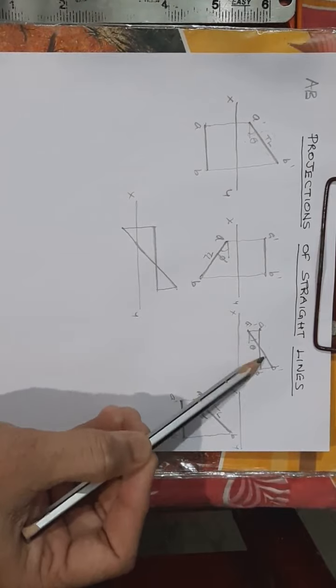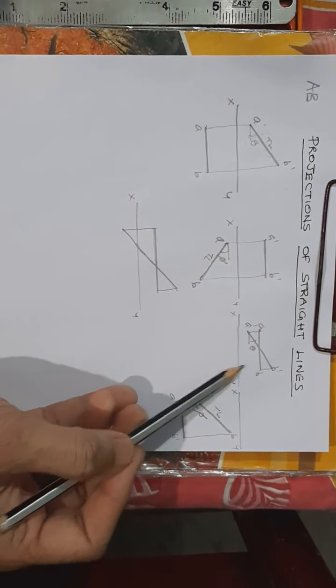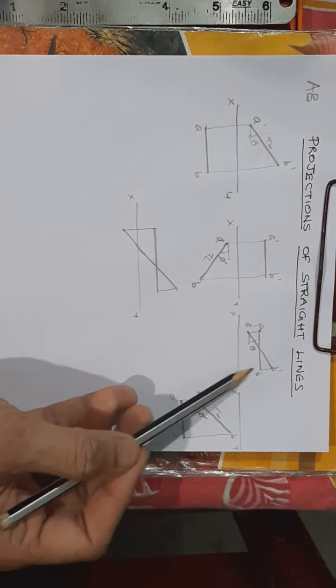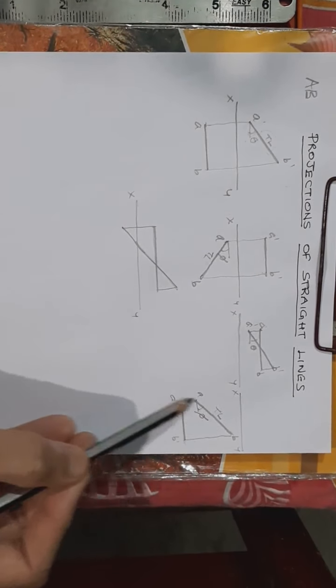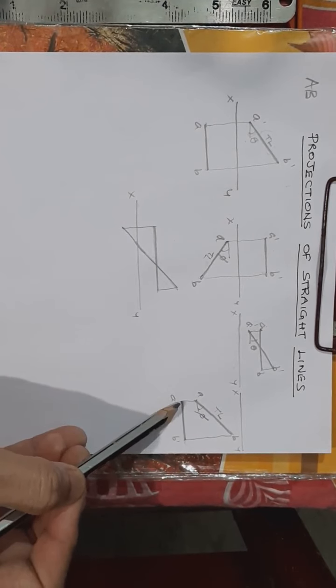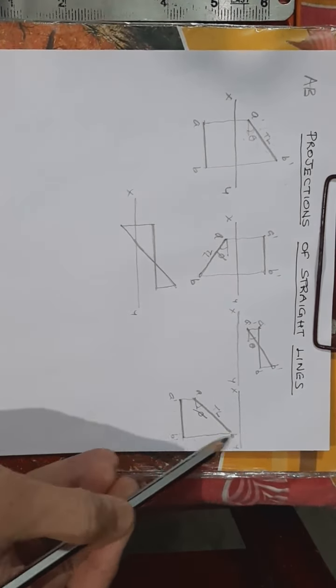Why they are crossing each other is just because the distance of ends A and B from HP and VP will decide whether they will be crossing each other or not. Here you can see that the distance from HP is higher. The distance from HP is always seen in the front view, isn't it? So A dash B dash, both are comparatively far away than A and B, I mean the top view. The distance from VP is lesser than the distance from HP, and therefore they are not crossing each other.